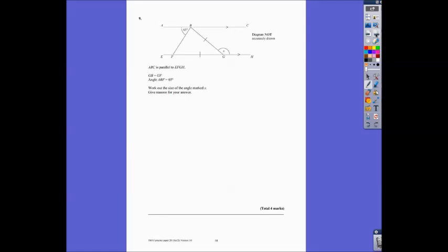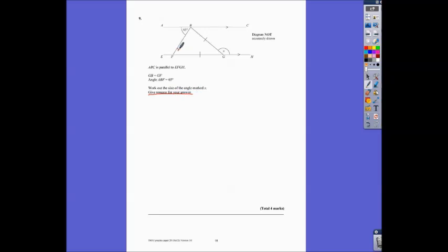Question 9. ABC is parallel to EFGH. GB is equal to GF, so we've got those little lines on there to show that. Work out the size of angle marked X, given that this one here is 65 as well. Well, we've got to give reasons for each stage of your answer, so this is the bit where people lose marks. So work out each bit and put a reason as you go.